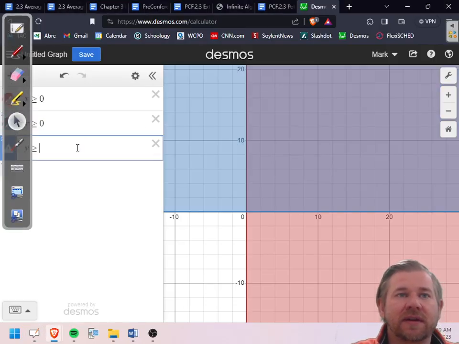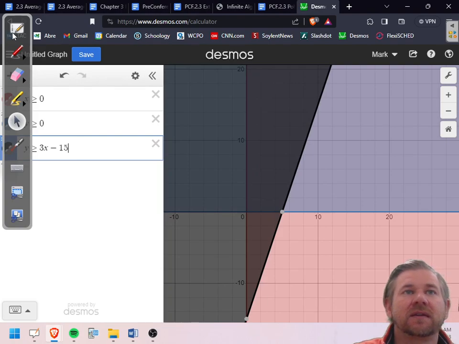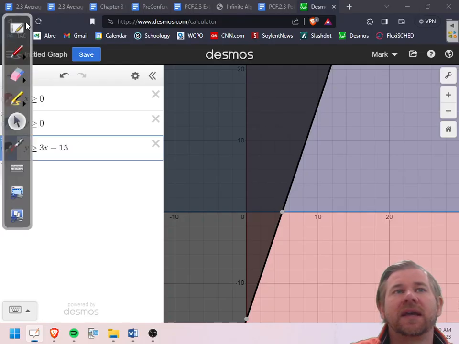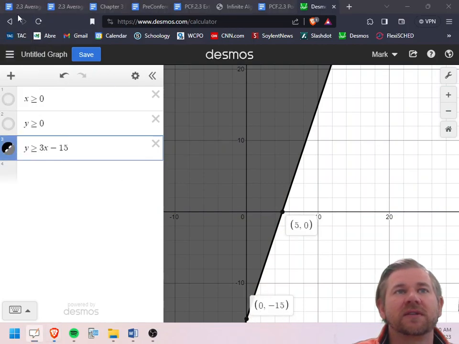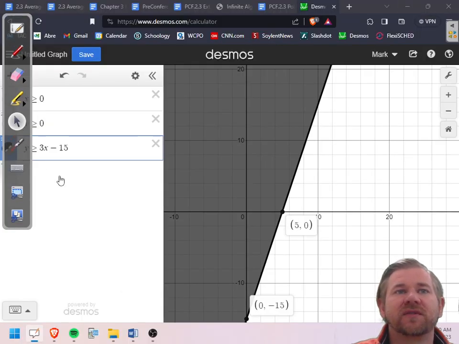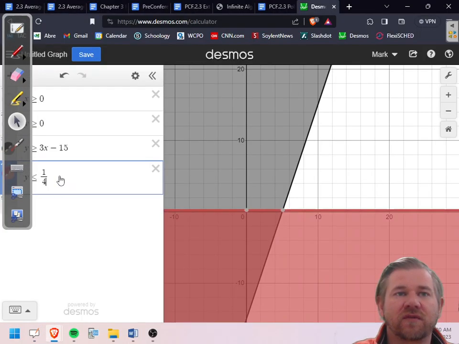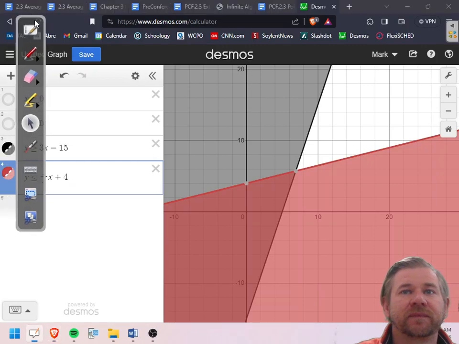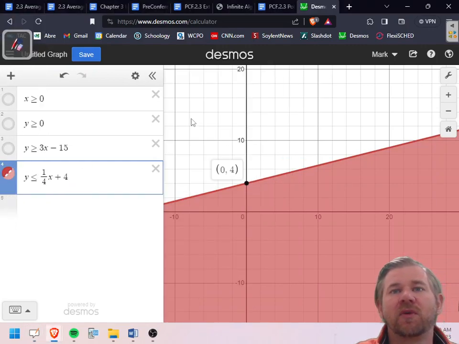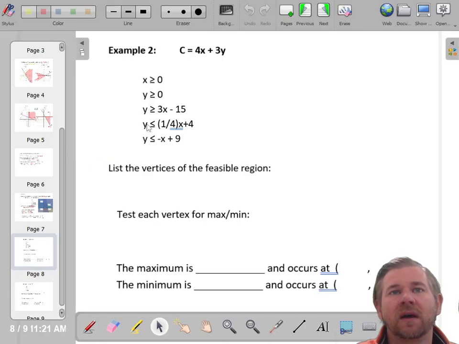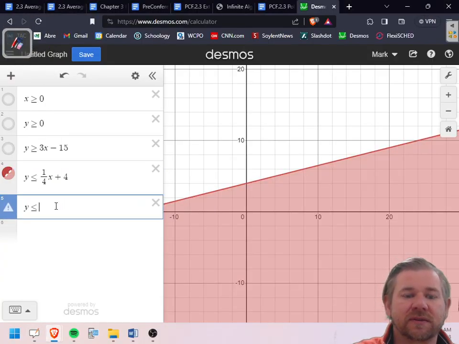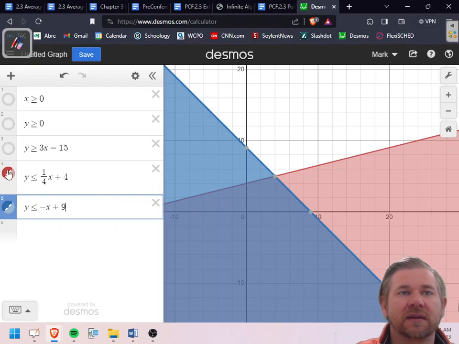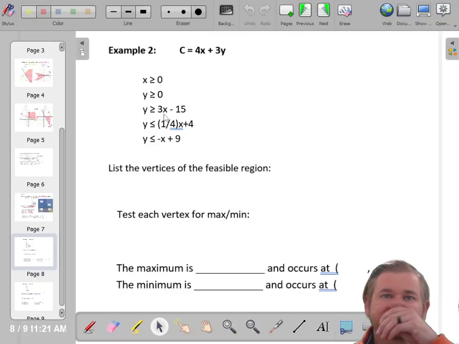y is greater than or equal to 3x minus 15. Again, I think it helps to hide these as you're working. Just make sure to look at each one. Negative 15 is the y-intercept. y is less than or equal to 1/4 x plus 4, so the y-intercept is 4, up 1 over 4. y is less than or equal to negative x plus 9. All right, so we got those guys.